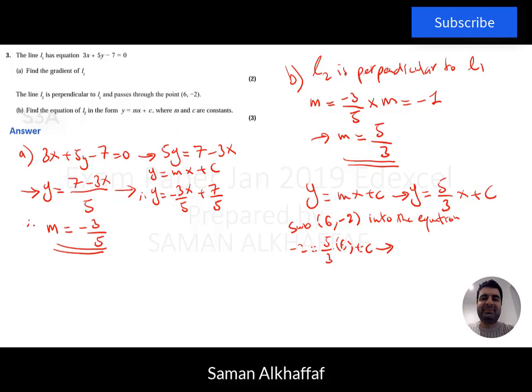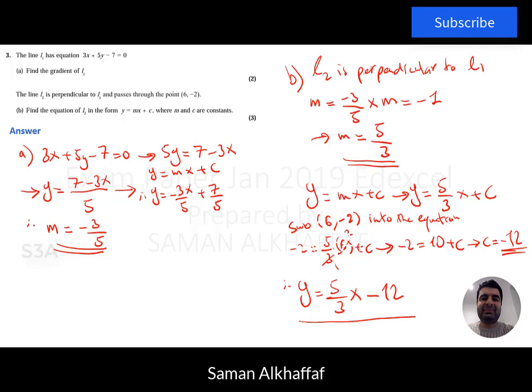Now when we rearrange this, we have minus 2 on the left hand side, and the 3 divides into the 6, which gives us equals 10 plus c. So that gives us c equal to minus 12. Now the equation will be y equals 5 over 3 x minus 12, and this will be our answer for part B of this question.